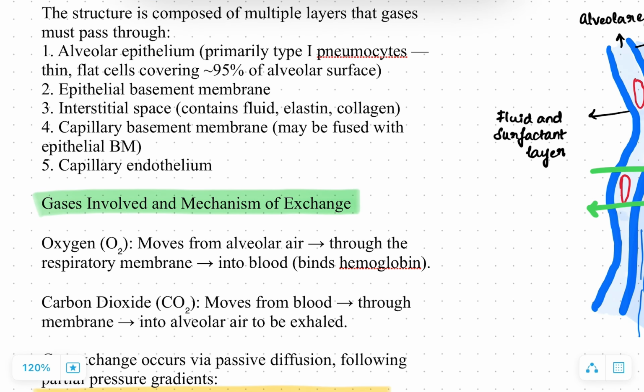Sometimes the capillary basement membrane and the epithelial basement membrane can be fused. So it has the alveolar epithelium and epithelial basement membrane, the middle one is the interstitial space, and then the capillary basement membrane and the capillary endothelium.